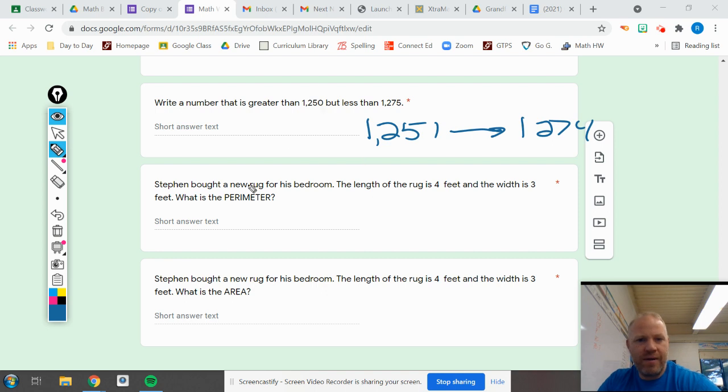So any number between those two numbers would be good because it's more than the 1,250 and less than that 1,275. Stephen bought a new rug for his bedroom. The length of the rug is 4 feet. The width of the rug is 3 feet. What is the perimeter? So we have 4 feet on this part of the rectangle, which means that we have 4 feet on the bottom part of the rectangle.